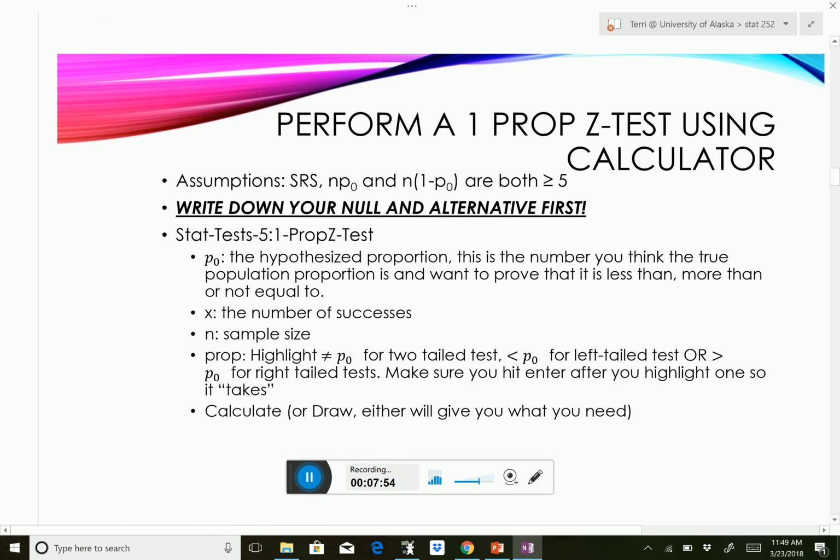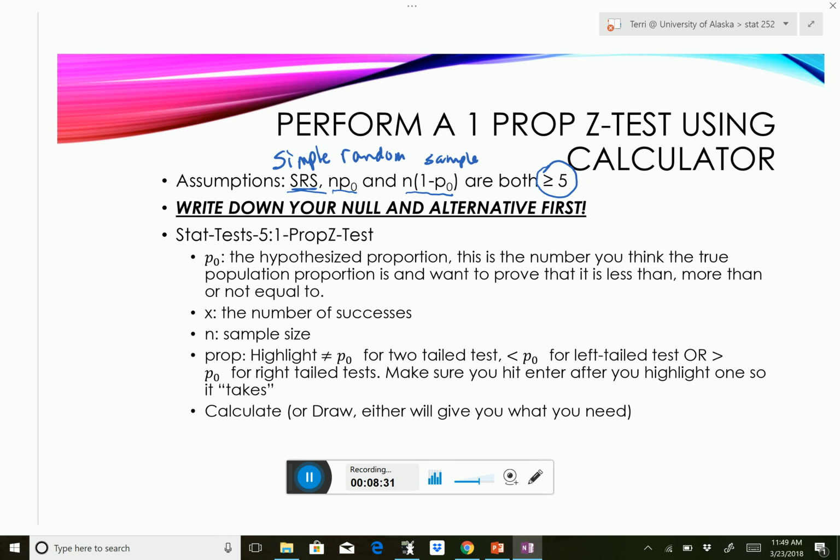So let's talk about how we do this using the calculator. We have these assumptions. SRS, if you can't remember what that is, that's simple random sample, because you have to multiply by something else if you don't have a simple random sample. And n times p naught and n times 1 minus p naught are both at least 5. Always, I've said this 1,000 times, write down your null and alternative first.